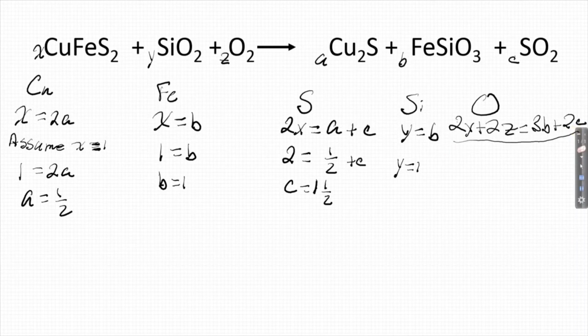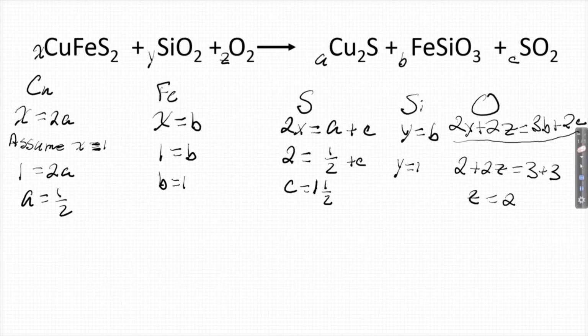And so for my kind of messy equation here, we can solve that now. We know that Y equals 1, so 2 plus 2Z. We know that B is equal to 1, equals 3. And we know that C is equal to 1 1/2, so that means this is 3. So 2 times 1 1/2 is 3. Okay, so then we can rearrange this and solve for Z. So Z by my math is equal to 2.